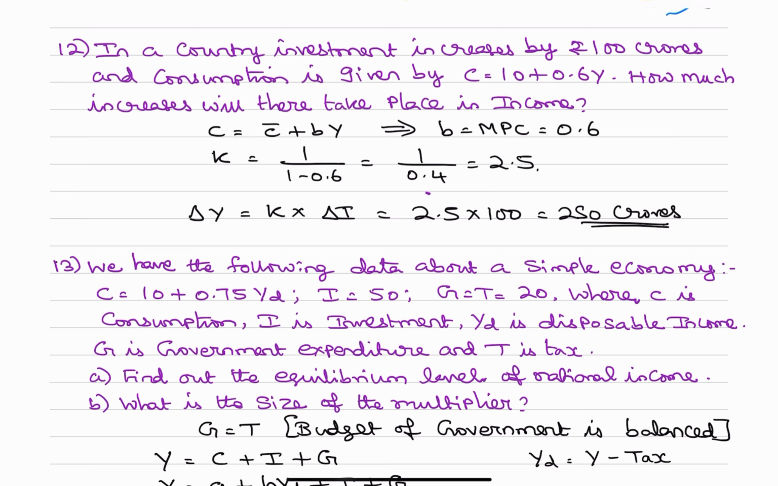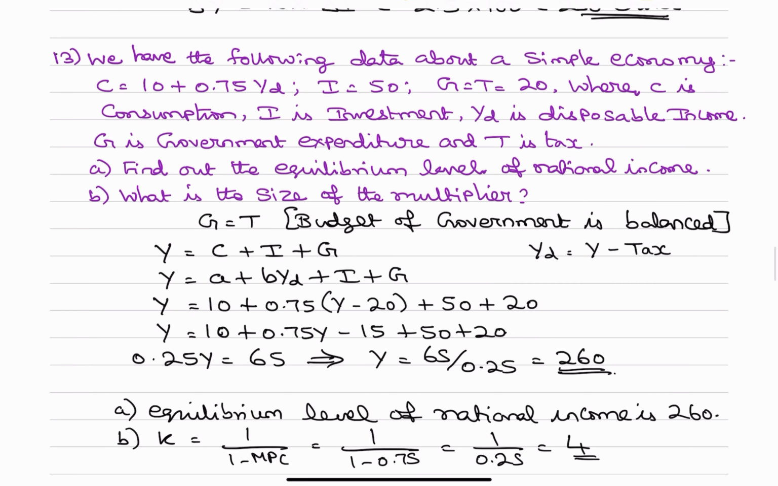Then here on the basis of substituting the values, the value of B is 0.6. B is marginal propensity to consume, which is 0.6. Then the value of the multiplier is equal to 1 divided by 1 minus MPC, that is 2.5. Then change in income is equal to multiplier into change in investment, that is 2.5 into 100, the value is 250 crores.